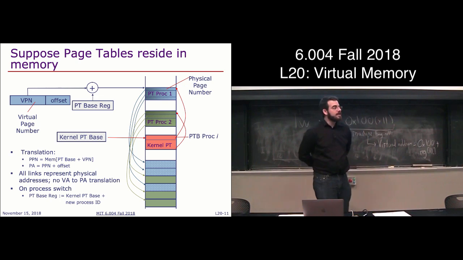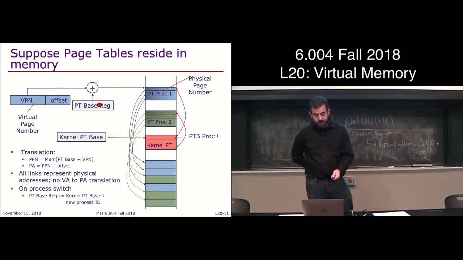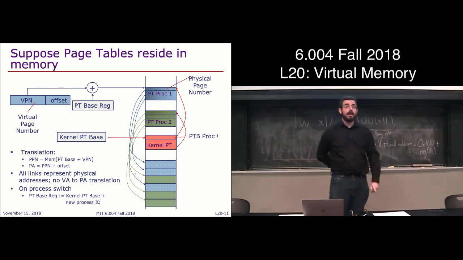Because you have multiple processes, the last piece of the puzzle is that on a process switch, you need to change this base register to point to the right page table. For example, if we deschedule process 1 and schedule process 2, we would have to change the base register to point to here so that we get the right translations.